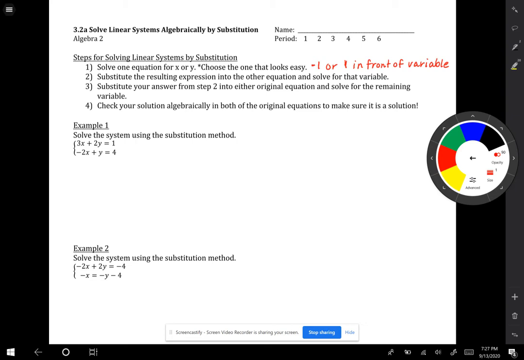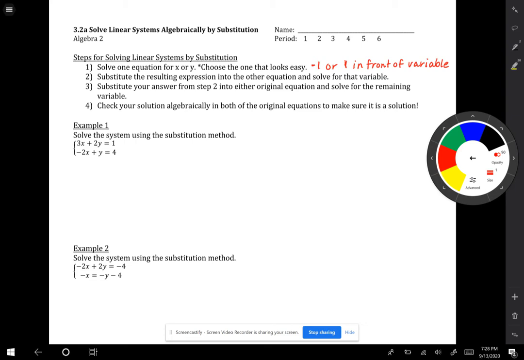Step 2, substitute the resulting expression into the other equation, the one that you did not use, and solve for that variable. Step 3, substitute your answer from step 2 into either original equation and solve for the remaining variable. And step 4, check your solution algebraically in both of the original equations to make sure it is a solution. So, this probably doesn't make sense until we actually do the problem. As we're doing each problem, I will tell you what step I'm doing, and we go through the steps in order.